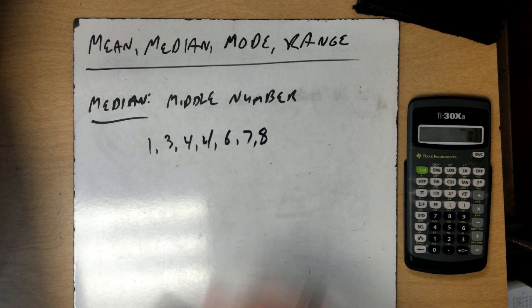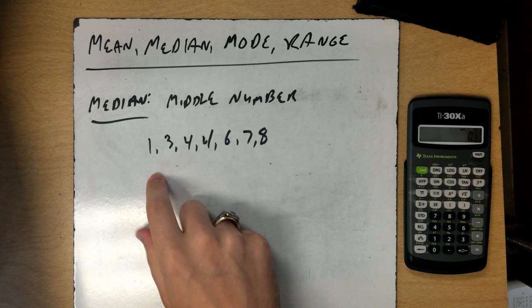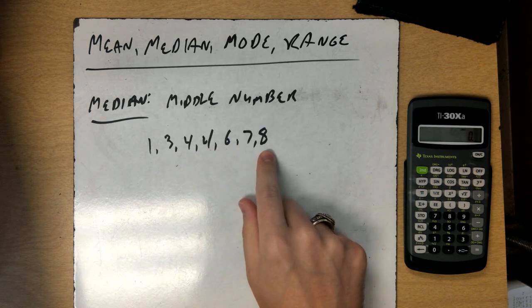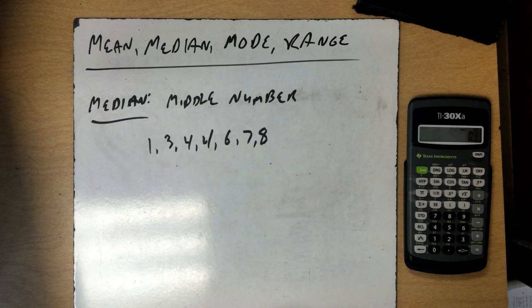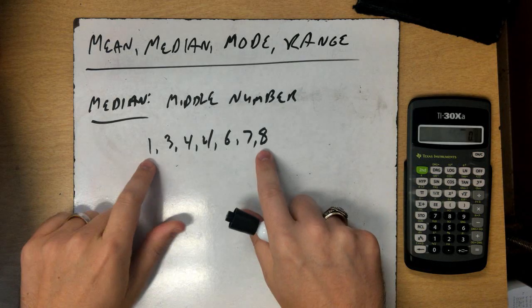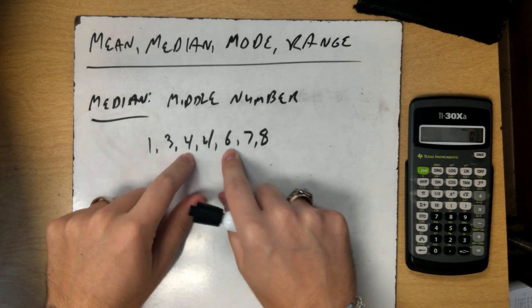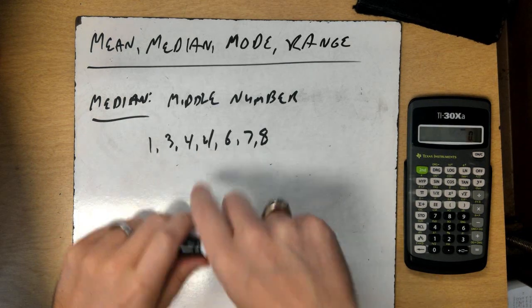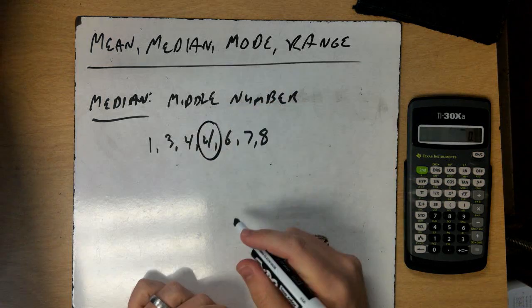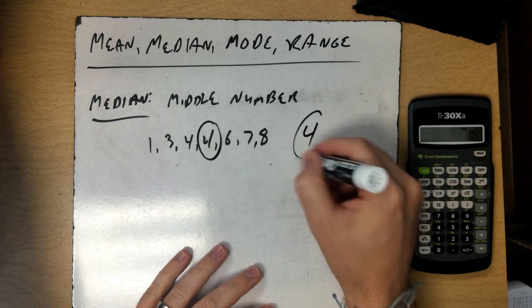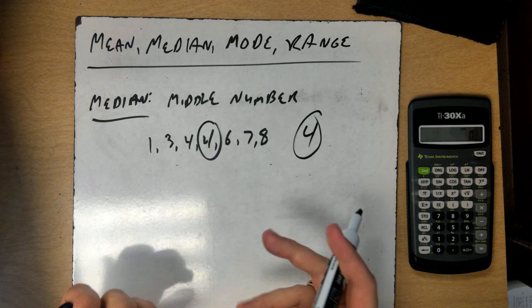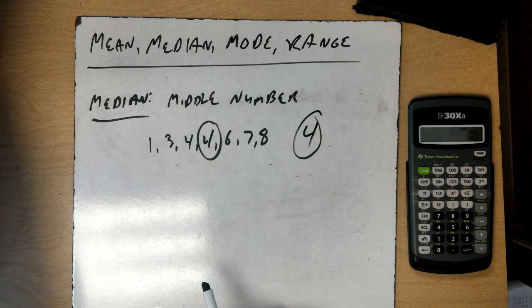So in this case, it's our middle number, right? Let's count how many numbers we have. We have 1, 2, 3, 4, 5, 6, 7 numbers. Great. So if you have an odd number of numbers, then it really is our middle number. So look, if we start on the outside, 1 and 8, and then we move in, 3 and 7, then we move in again, 4 and 6, and then we have one number in the middle, 4. So our median is 4. Boom. Simple, right? We didn't have to do any math. We just looked at it, all right?